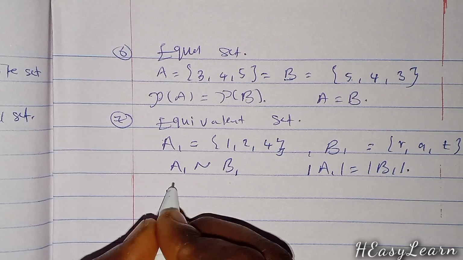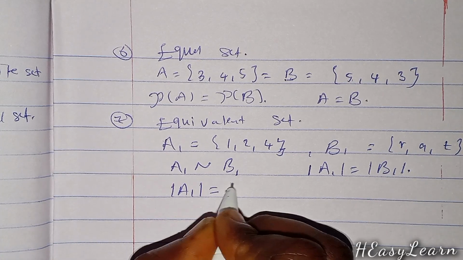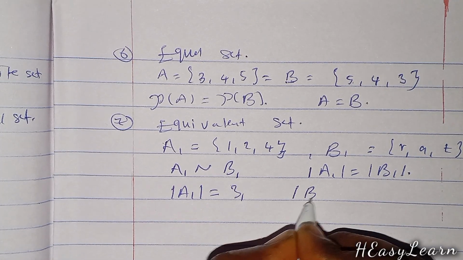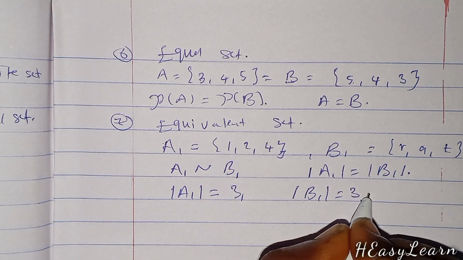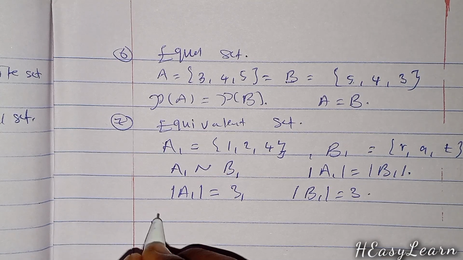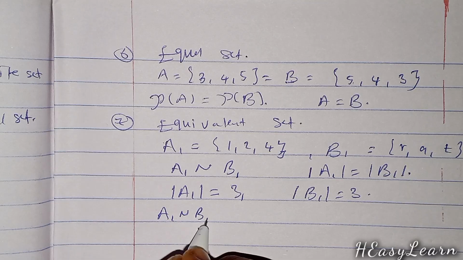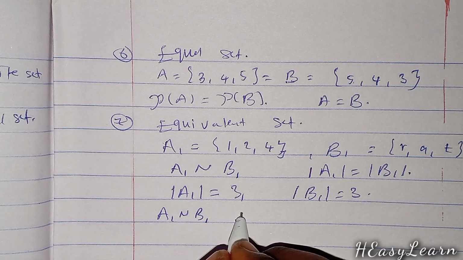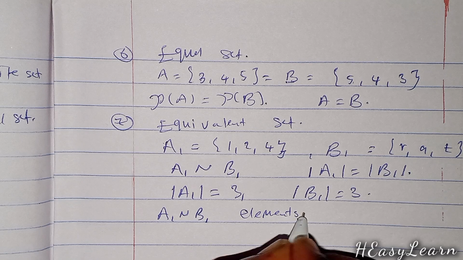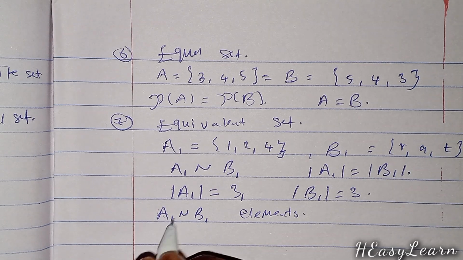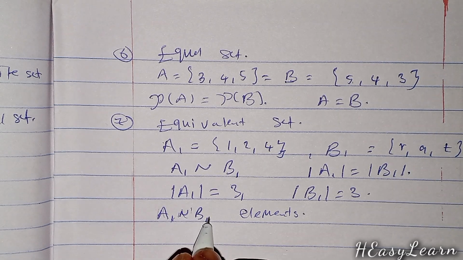That is, the cardinality of set A1 is 3, and the cardinality of B1 is also 3. So two sets are said to be equivalent if they have the same number of elements. Then we say A1 is equivalent to B1.